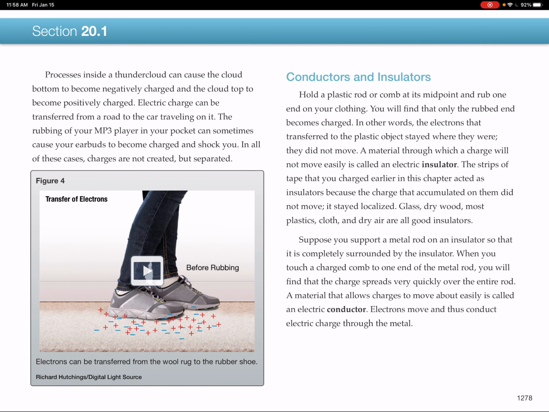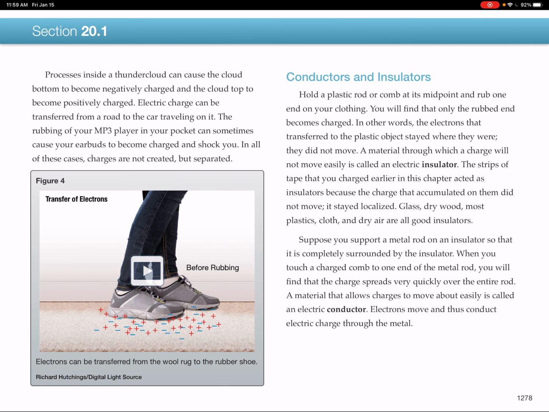You can see in this figure 4 here some of the phenomena of what happens if you're walking across a carpet. The electrons from the carpet will transfer into your shoes. Then you build up this excess electric charge. We have a PhET activity called John Travoltage that shows how this works. You can see how this process works.